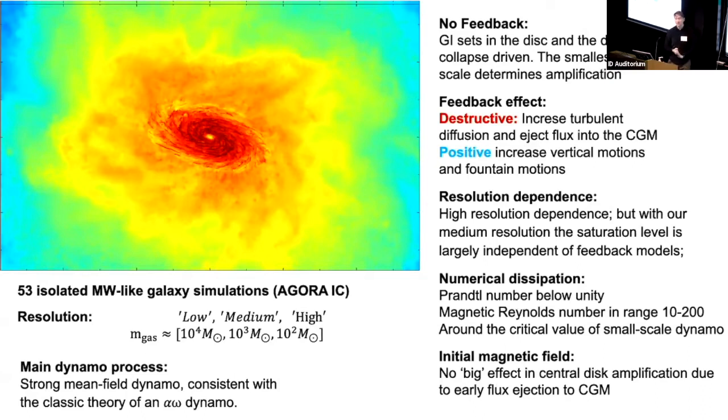We also looked at numerical dissipation, basically changing the numerical dissipation within the code. We also looked at the numerical Prandtl number and the magnetic Reynolds numbers, because these are important in how effective the dynamo is. The Prandtl number can be seen to be below unity in all our runs. The magnetic Reynolds number is about 10 to 200, which is around the critical value for a small scale dynamo. So it is unsure whether we have a small scale dynamo or not in these simulations.